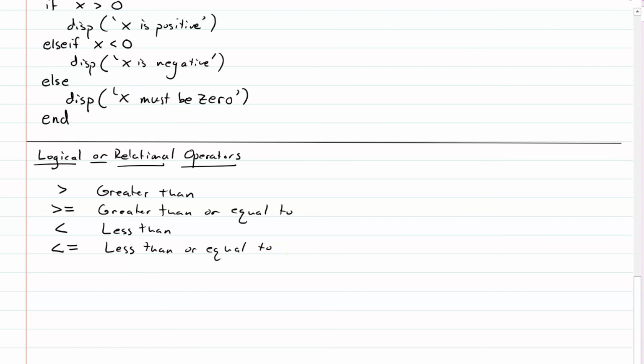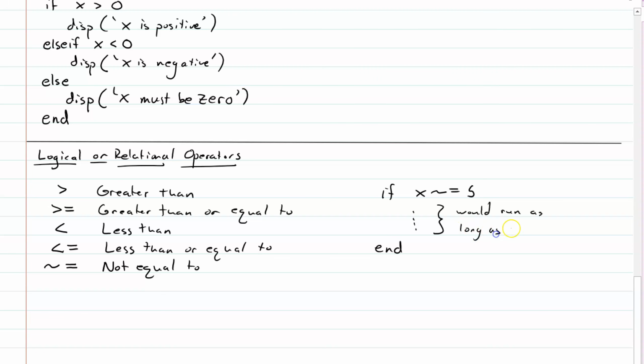What if I want to check if something is not equal to something? It looks like this. There's the tilde and then the equals. Not equal to. So I could do something like if x is not equal to 5, then do this. And this code would be run as long as x is not equal to 5. And if x is equal to 5, it would skip over that. So it's the tilde and then the equals that's not equal to in MATLAB.